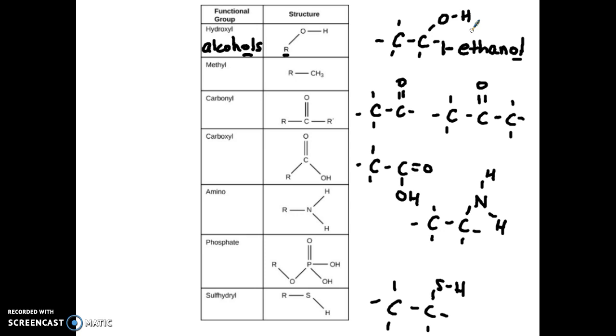The next one, we've already done: methyl. We've named them, so I'm not going to rehash that. That was in a previous video entitled Branched Hydrocarbons. But technically, those are functional groups. They add to the hydrocarbon chain.